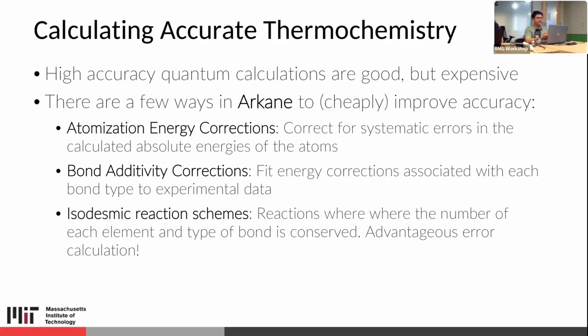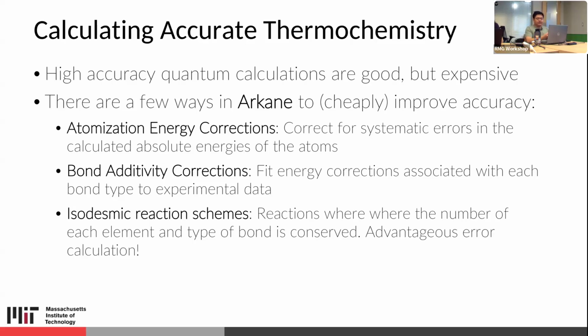The first is atomization energy corrections, and these correct for basically systematic errors in your QM for each element, specific to each atom. And so these are applied based on atoms.